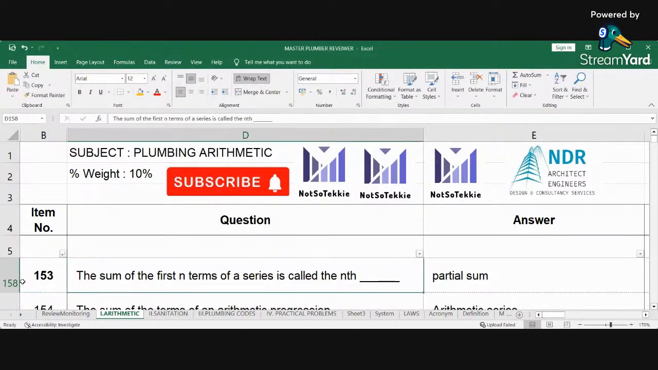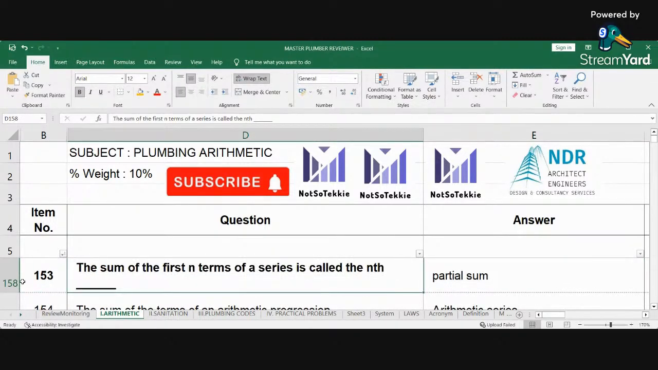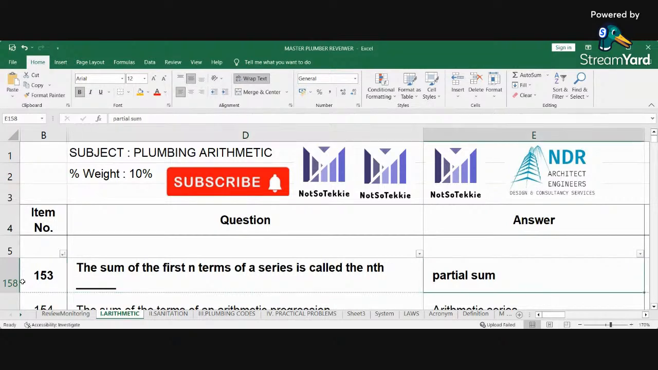153. The sum of the first n terms of a series is called the nth partial sum. The answer is partial sum. The sum of the first n terms of a series is called the nth partial sum.